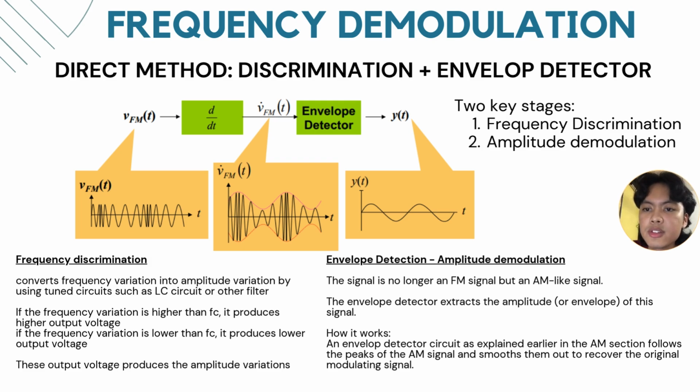For the frequency discrimination stage, it converts frequency variation into amplitude variation by using tuned circuits such as LC circuits or other filters. If the frequency variation is higher than FC, it produces a higher output voltage. If the frequency variation is lower than FC, it produces a lower output voltage. And this output voltage produces the amplitude variations as shown in the middle section there.